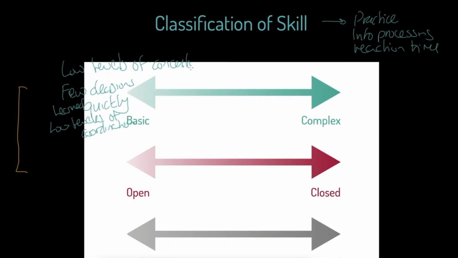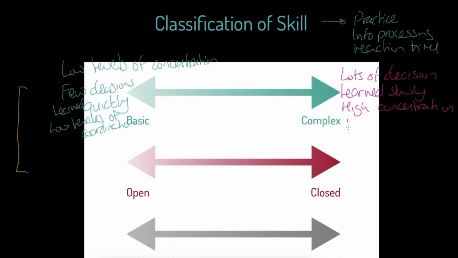Before we start thinking about lots and lots of different examples, let's look at the alternative. Let's have a look at what we would mean by a complex skill. And by a complex skill, we are talking about, not surprisingly, lots of decisions. So there's a lot of need for perception and selective attention, more of which in a little while. They tend to be learned slowly. They tend to have high concentration, and they tend to have high coordination.